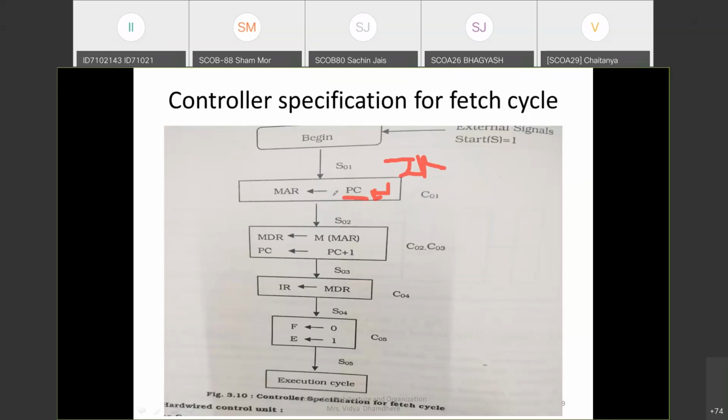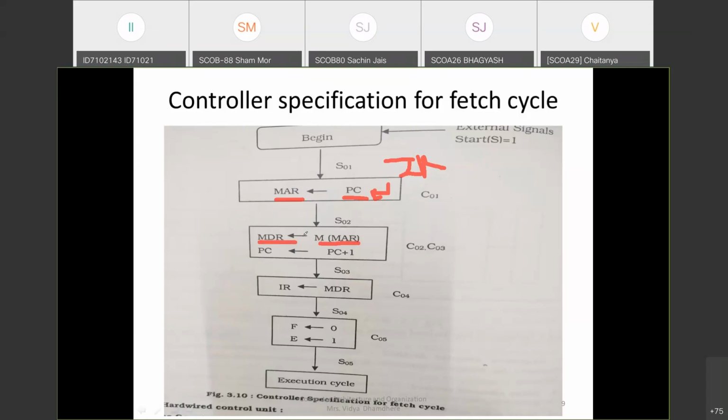Now the program counter content will be moved to the memory address register. Whenever the program counter content is moved to the memory address register, it means that the instruction address is available on the address line. That is the meaning of this statement. Now the next statement: the memory is accessed through the memory address register, because memory consists of the instruction as well as the data. So it is mentioned as M and, in brackets, MAR. So the memory consists of instruction and data. As I said, the data will move to the memory data register for the first instruction itself.